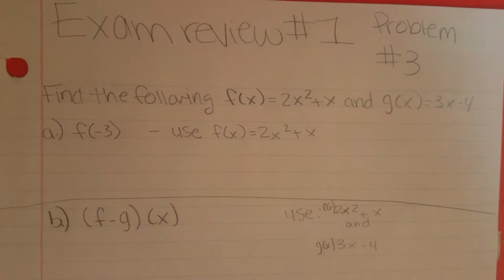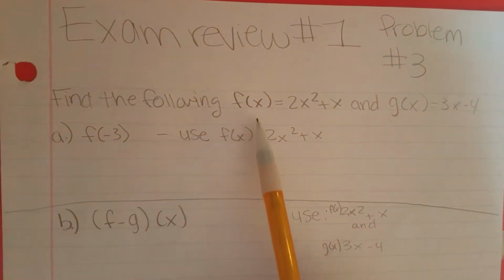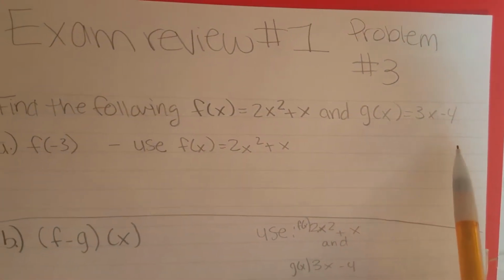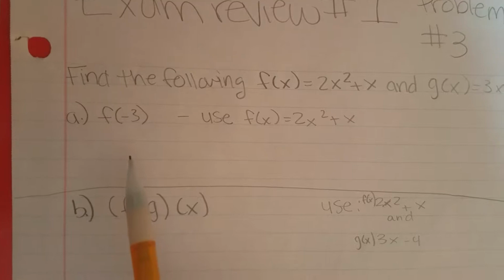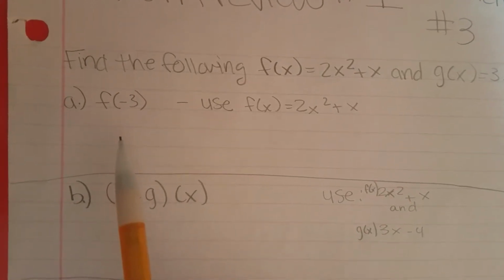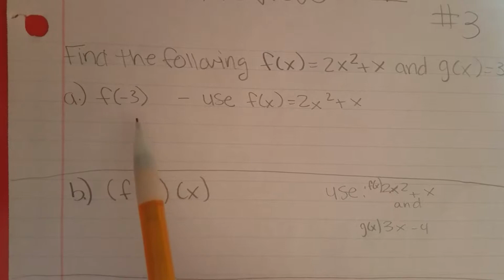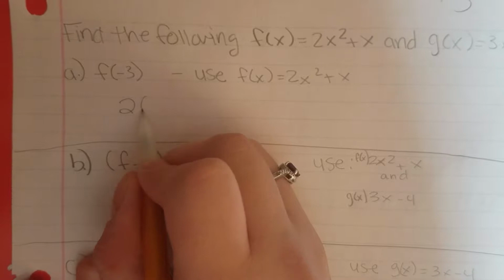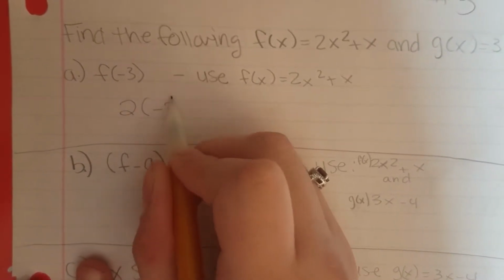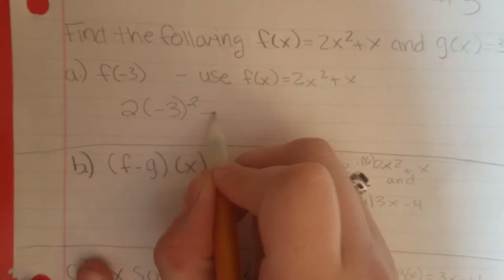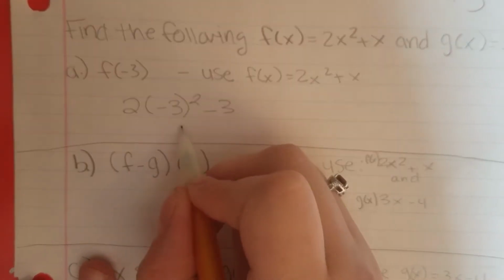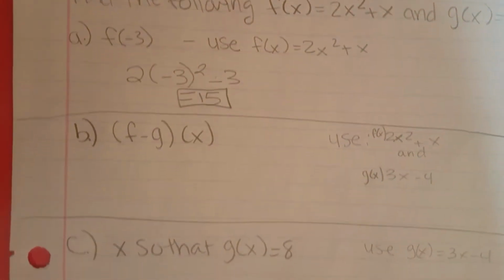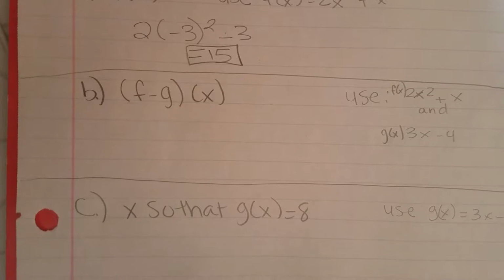So, first of all, we are given f of x equals 2x squared plus x, and also g of x equals 3x minus 4. In this first problem, we are given f of negative 3. So we're just going to plug that in for f of x. It is going to look like this: 2 times negative 3 squared minus 3. Now when we reduce that, we are going to get 15. It's that easy.